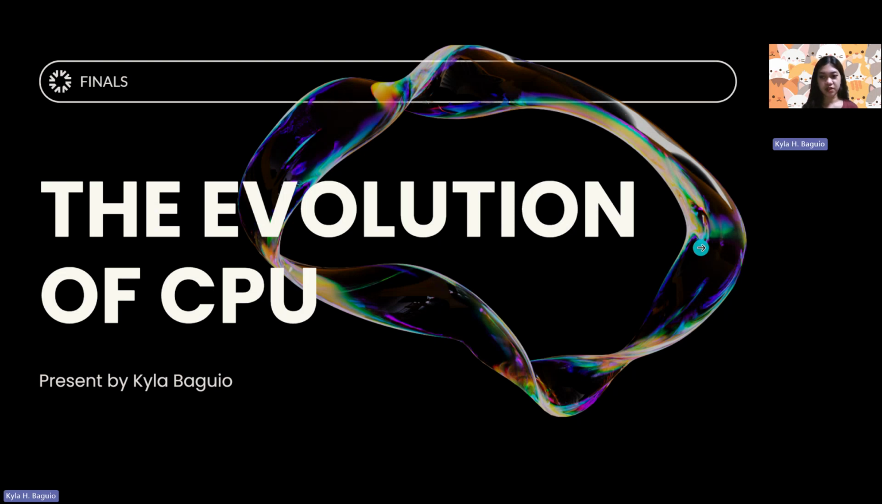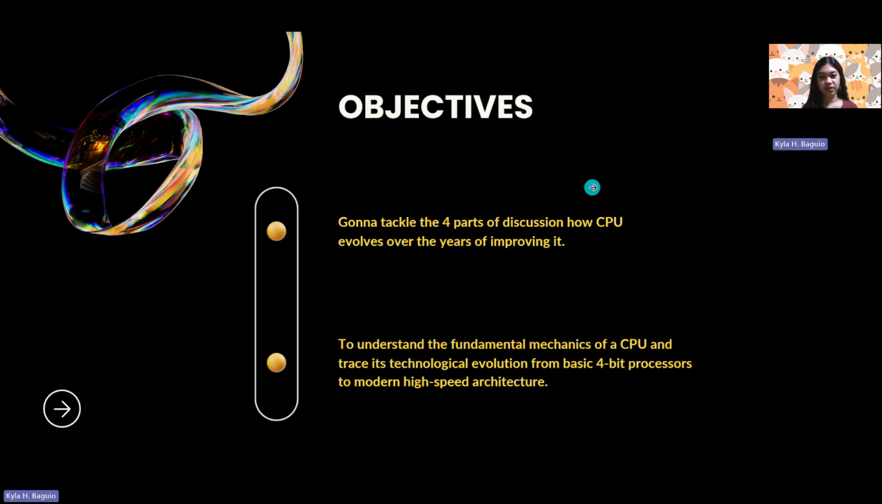Before we proceed, we have here the objectives. First, we are going to tackle the four parts of discussion: how the CPU evolved over the years of improving it. Next is to understand the fundamental mechanics of a CPU and trace its technological evolution from the basic 4-bit processor to modern high-speed architecture.